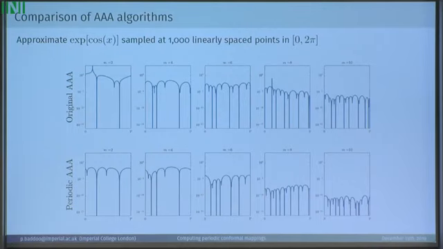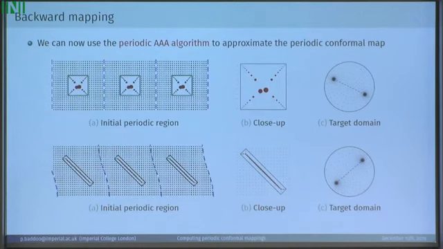Okay, so now finally here are some illustrations of the periodic conformal map. So we're mapping these squares onto this circle, and here's a close-up. And you can see that exponential clustering of poles, which are represented in red, and they want to cluster as close to that corner as possible to try and represent the singularity there.